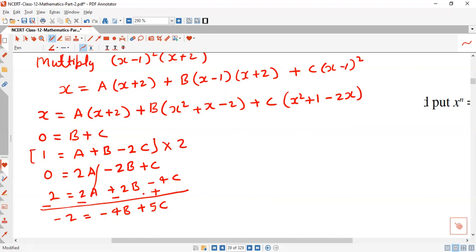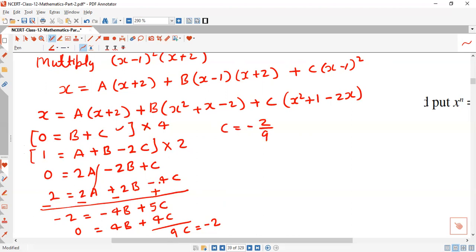So now we have the B and C relation. Now you know this equation, I will multiply it by 4. So what are we getting? 0 equal to 4B plus 4C. Add these two equations. We are getting 9C equal to minus 2. So C equals minus 2 by 9. C is known to us, minus 2 by 9. So B equals 2 by 9, because B and C are complementary to each other, making 0.